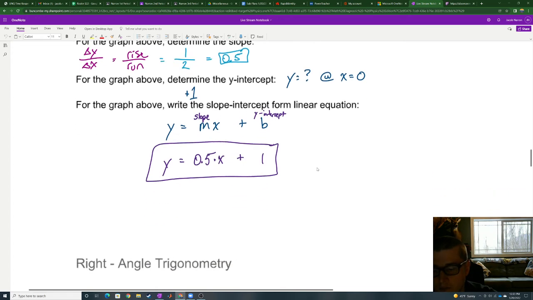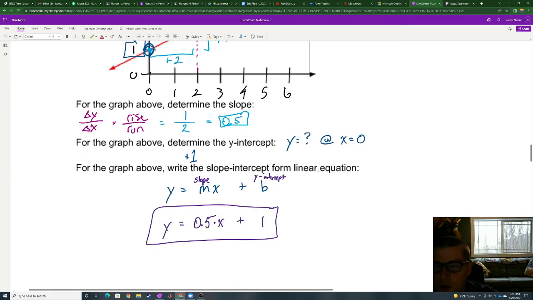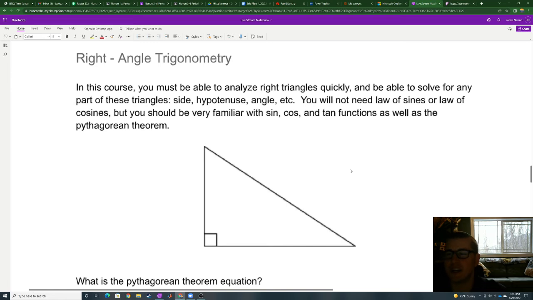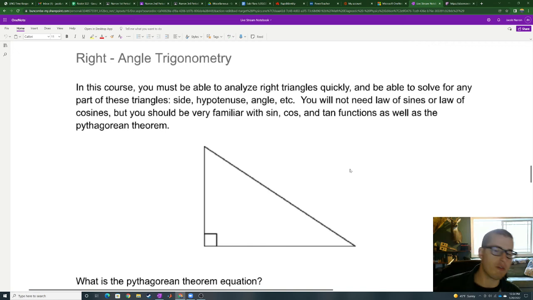All right, let's keep looking. Actually, nope, that's it for graphs for right now. Let's move on. Right angle trig. All right, we're moving. In this course, you must be able to analyze right triangles quickly and be able to solve for any part of these triangles. So I might ask you to solve for one side of a triangle. I might ask you to solve for the hypotenuse. I might ask you to solve for an angle, whatever.